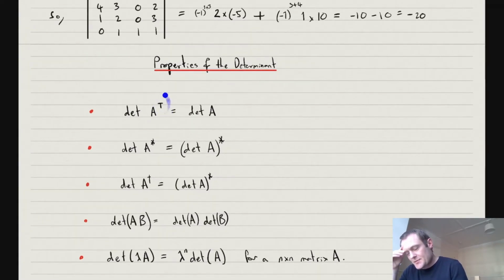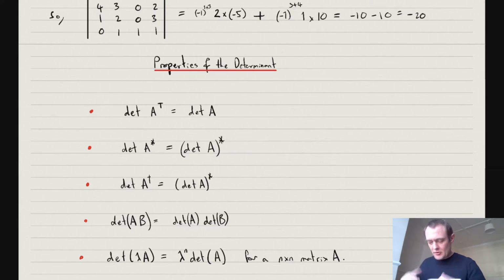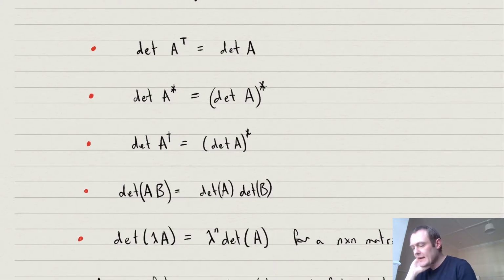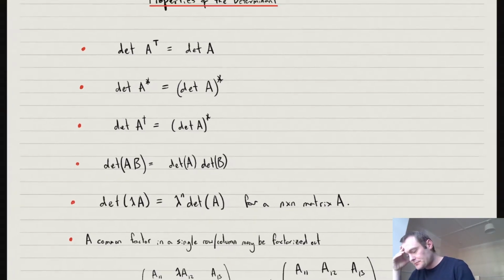Now the T here means transpose. We've not talked about that properly, but all that is what you get if you switch the rows and the columns. So determinant of the transpose is the same as the determinant of the original matrix. The complex conjugate, we can take the complex conjugate before the determinant or after. It doesn't matter. You'll get the same thing. This thing here is the adjoint or the Hermitian conjugate. Again, we'll talk about what that means. Really, it's just the transpose and the conjugate.